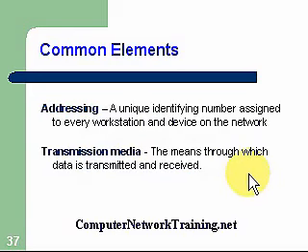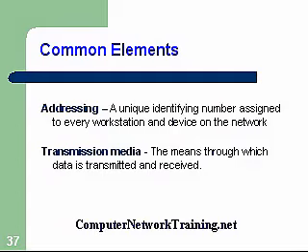Some more common elements. Addressing. A unique identifying number assigned to every workstation and device on our network. Everything that's on our network is a node, and each of these devices needs both what we call a MAC address, a physical address, and an IP address, which is a logical address because we can change it with software. So we have 2 addresses for every device in order to be able to find those devices and be able to communicate with them.